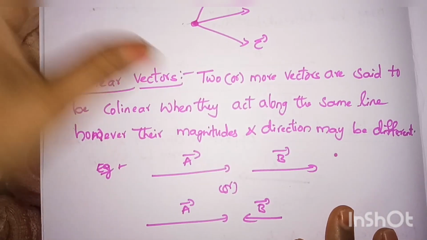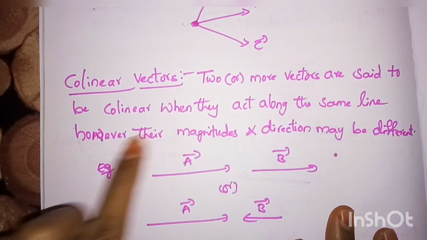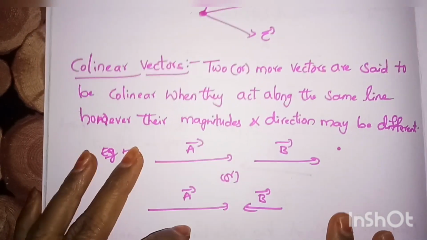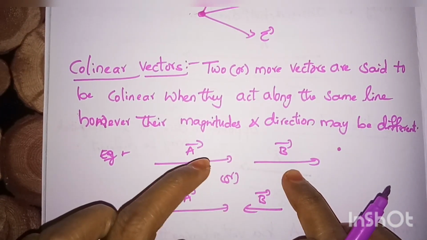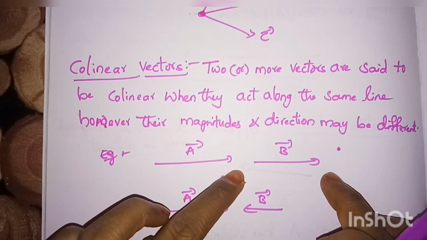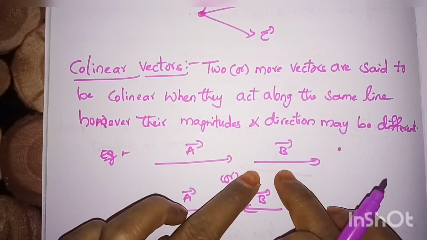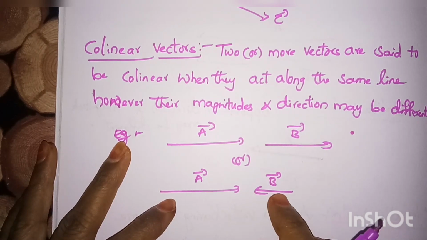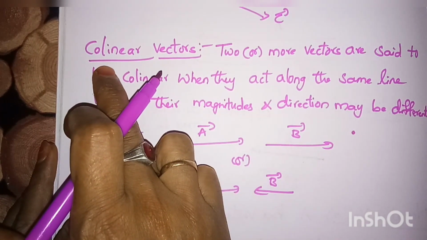Next, collinear vectors. Two or more vectors are said to be collinear vectors when they act along the same line. However, their magnitudes and directions may be different. Here you can see that they are moving in the same line, with directions moving forward, and with the same or different magnitudes, but they are moving in the same line. So here you can observe different directions, different magnitudes, but they are moving in the same line. These we call collinear vectors.